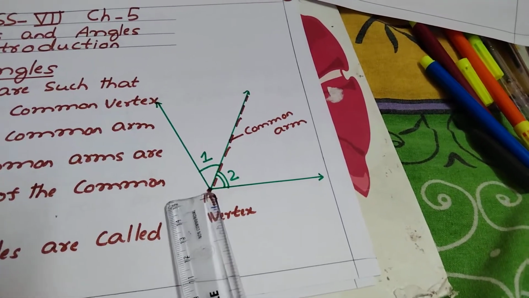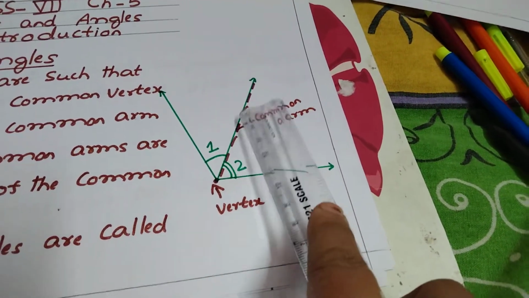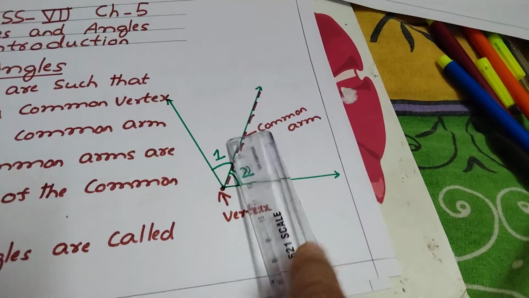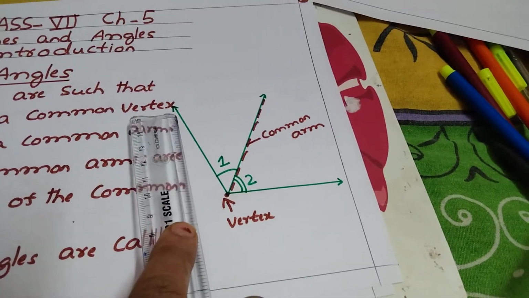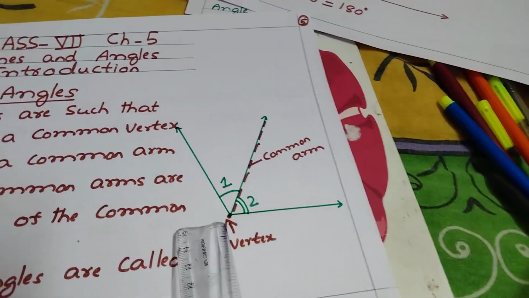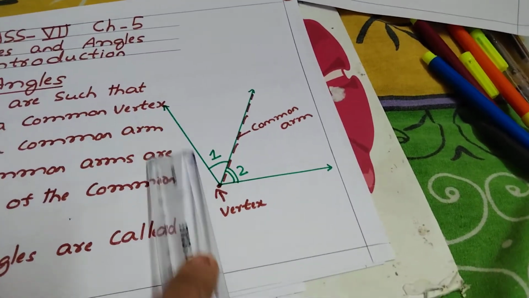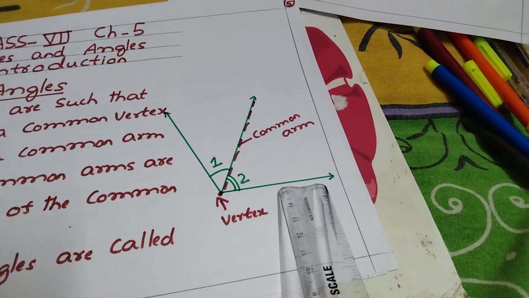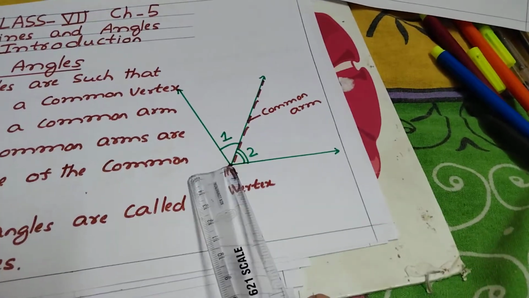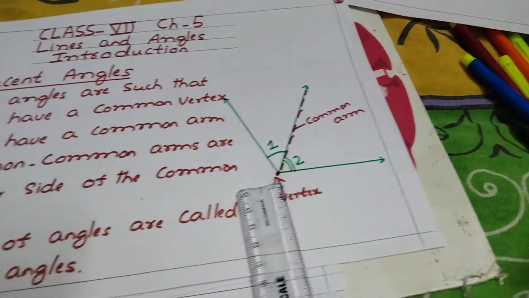That is the vertex O. It is the vertex and this is the middle line. It is common to this angle and this angle. That is the common arm. The non-common arms are on this line 1 and this line 2, where I didn't mention the names. This is the middle line, called the common arm. The point where the lines intersect is called the vertex.